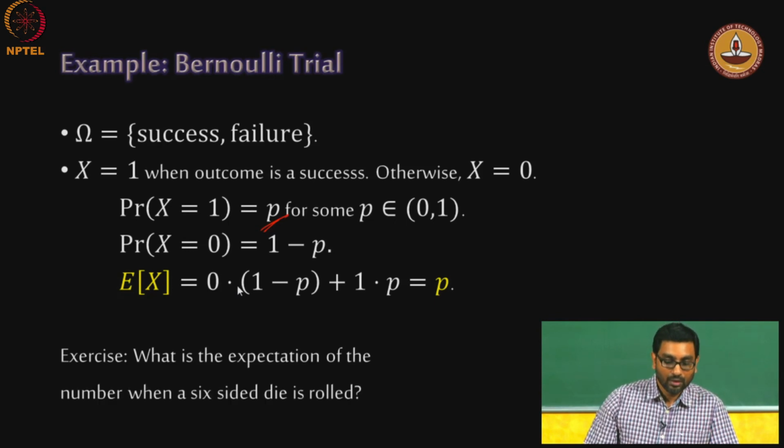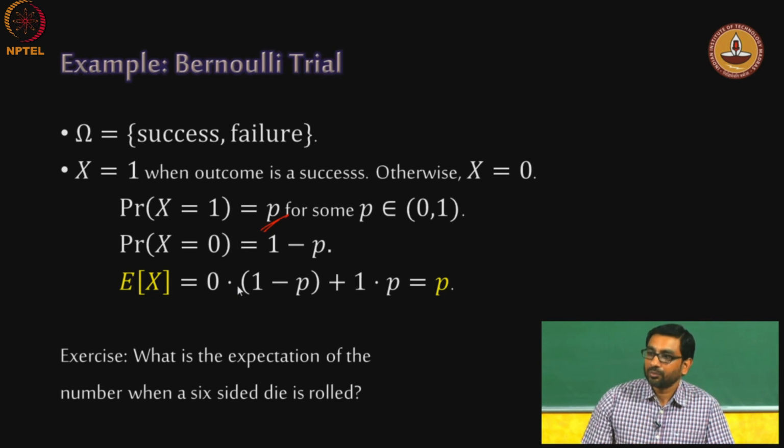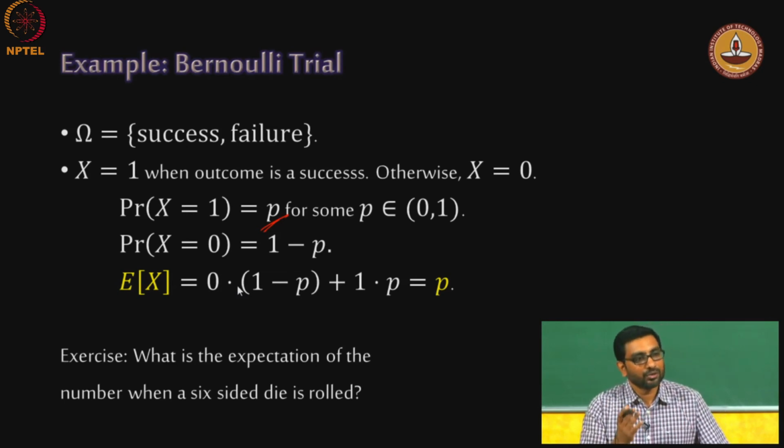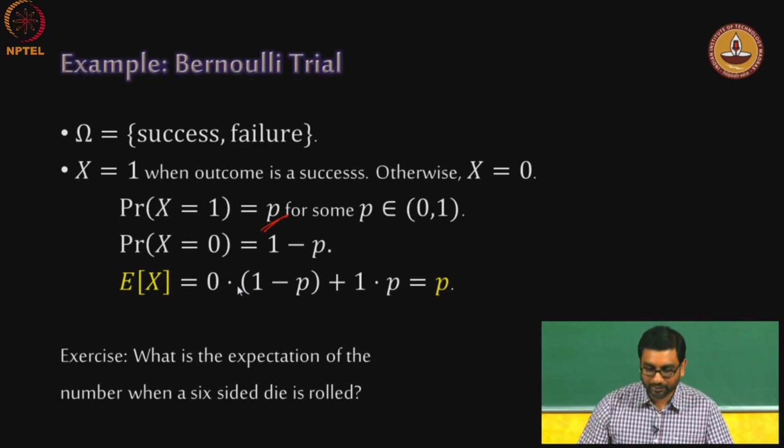Another question you can easily ask is: for a die, the outcome is very clearly a random variable, the number either 1, 2, 3 up to 6. If you work it out, you are going to get the expectation to be 3.5. Not very difficult to work that out.